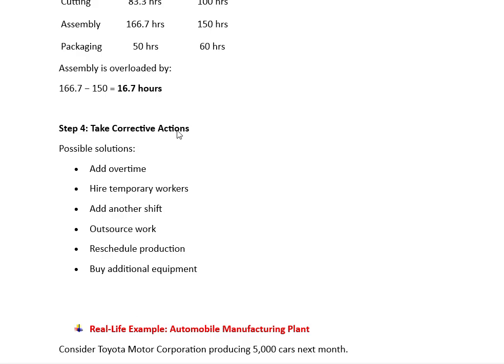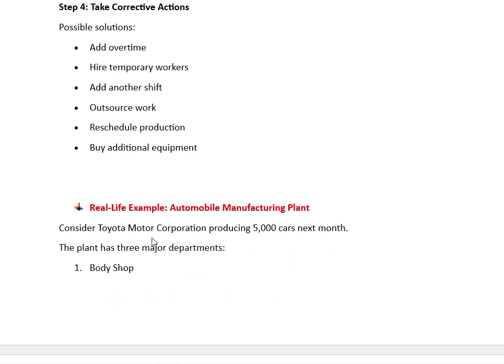Step 4 is take corrective actions. Possible solutions can be add overtime, hire temporary workers, add another shift, outsource work, reschedule production, or buy additional equipment. These are the possible corrective actions.